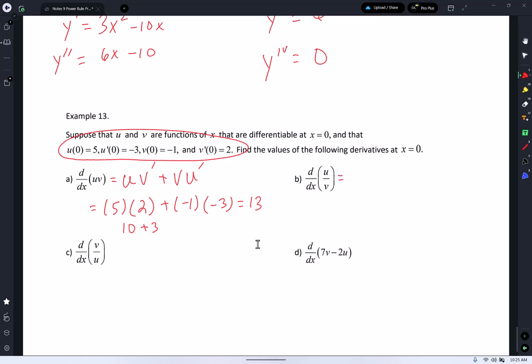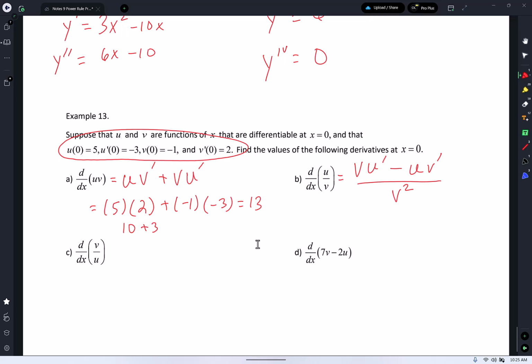What rule am I using? Quotient. Bottom, low D high. Bottom times derivative of the top, u prime, minus top, u, times derivative of the bottom, low D high minus high D low, all over low, v squared. You always start at the bottom, because that's where Drake started. He started at the bottom, now he's here.